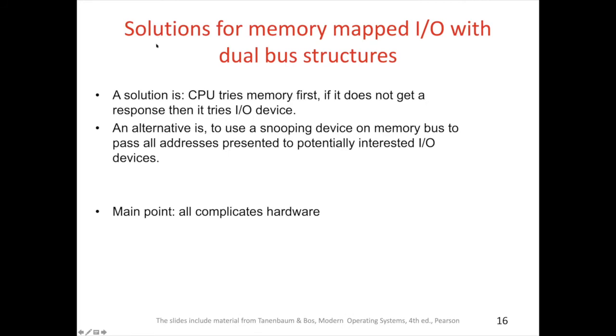Solutions for memory mapped I/O with dual bus structures are as follows. The CPU tries memory first. If it doesn't get a response, then it tries the I/O device. An alternative is to use a snooping device on the memory bus to pass all addresses presented to potentially interested I/O devices. However, for both cases, we need more complicated hardware.